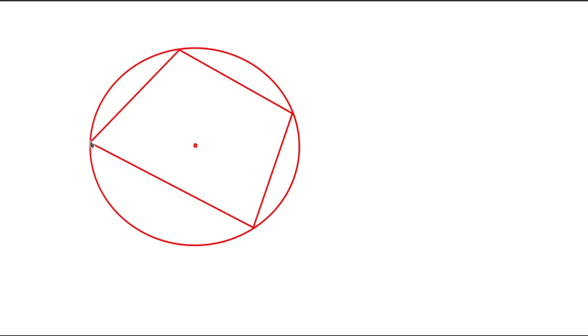And so we are going to construct this line to the center, from the center to that one there. Now let's call this angle x. This one angle y. We want to find the sum of those two.